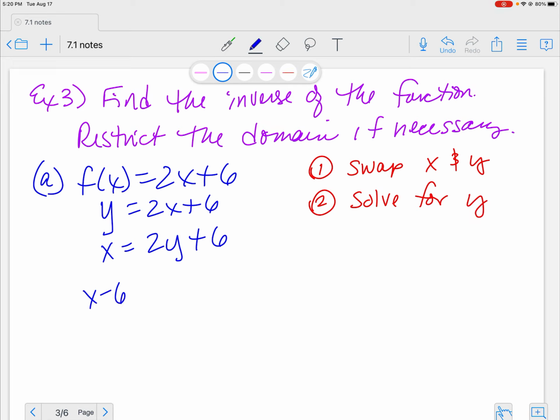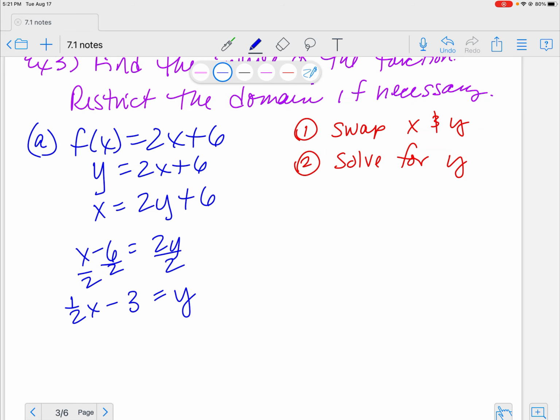Okay, so I'm going to subtract 6, divide by 2. Now when I divide by 2 here, I'm going to divide every single piece by 2. So when you divide every piece by 2, I now have 1/2 x minus 3 is equal to my y. I like to write it, I'm going to squeeze this in just here a little bit, with that y on the left side, makes me feel better. And we know it's an equal sign, so it's the same.